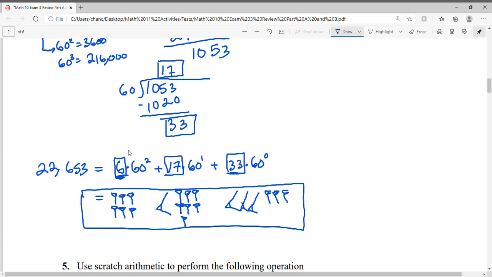So we know there is 6 times 60 squared, 17 times 60 to the first, and 33 times 60 to the zeros. We converted from base 60 to Babylonian.